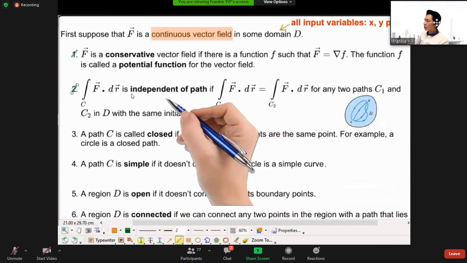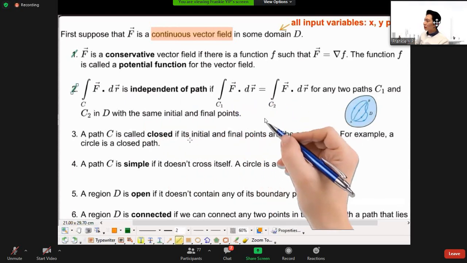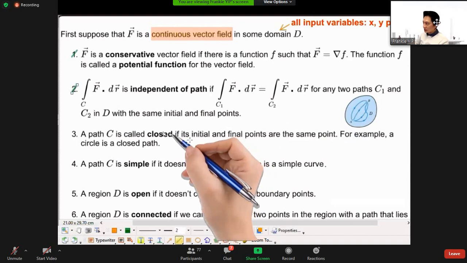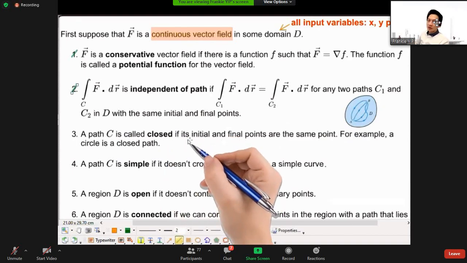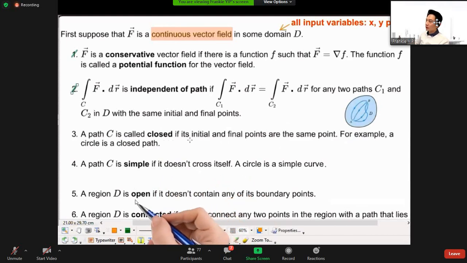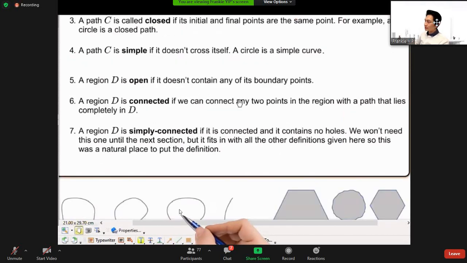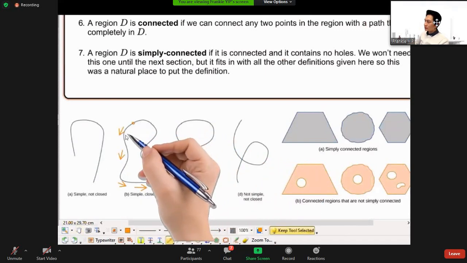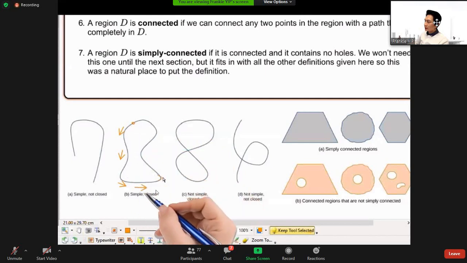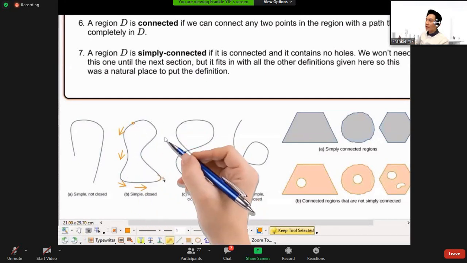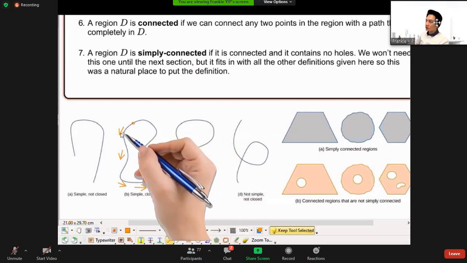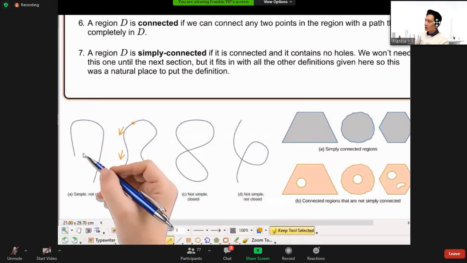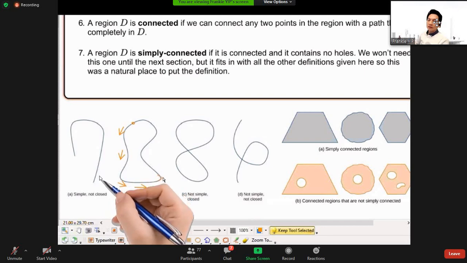Before I tell you this, I would like to let you know about some curve properties, some path properties. Here we have some keywords: closed, simple, open, connected. What are they? This one I can call simple, because it doesn't have any intersecting point. This one is also simple because it doesn't have any intersection. They don't cross over here. Got it?